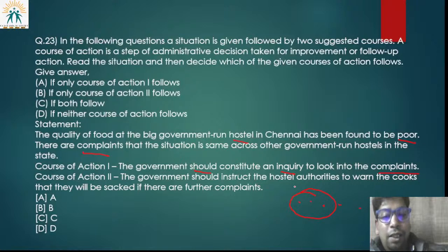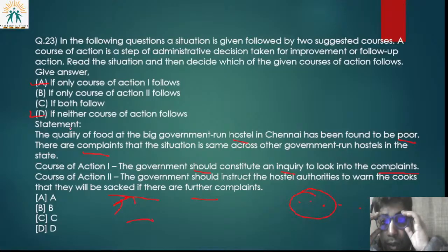The government should instruct the hostel authorities to warn the cooks that they will be sacked if there are further complaints. So this warning might actually work opposite. So the main choice is between neither of the course of actions or only one. One is also good, if I discount that theory, the government angle. There should be an independent inquiry. An independent inquiry would be better, right?